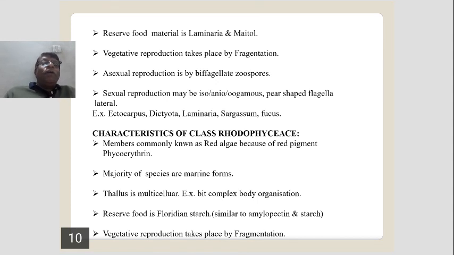I have mentioned one plant by name Sargassum. Because of vegetative propagation or reproduction, Sargassum covers some part of the whole sea. That sea is called the Sargasso Sea.